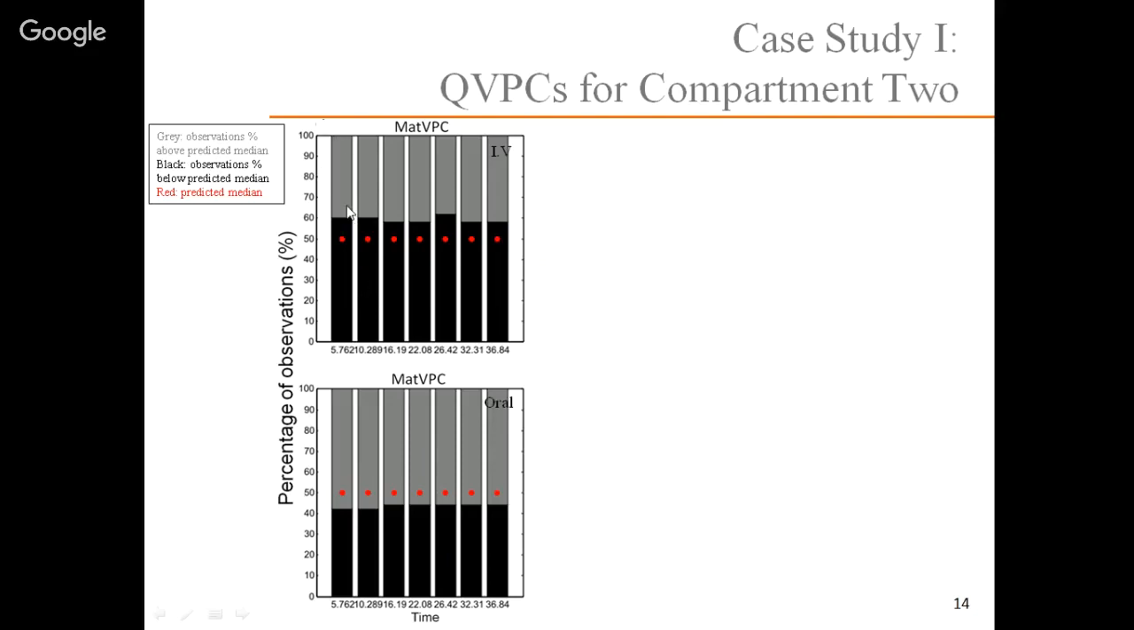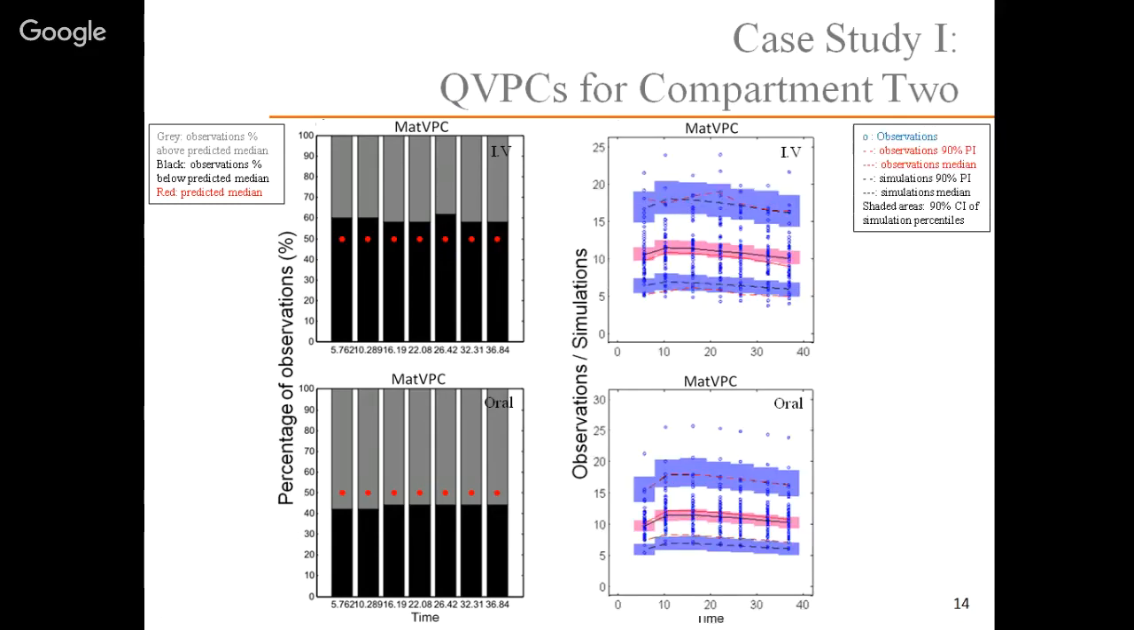In gray, you see the observations percentage above the predicted median. In black, you see the observations percentage below the predicted median. And in red, you see the predicted median. So one uses these two VPC plots for an assessment of the distribution of observations around the predicted median. So we did that, and this gives us also another type of model evaluation.